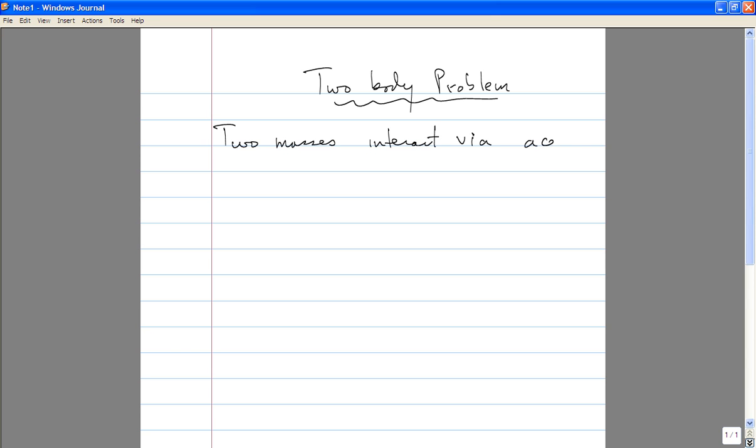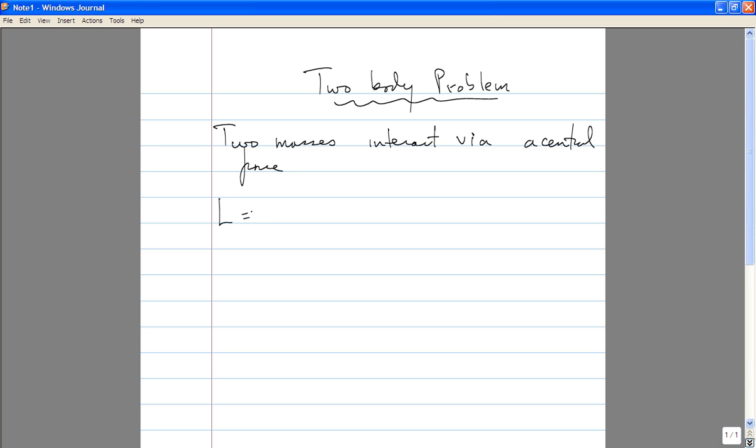Today what I'm going to do is continue with our discussion of the two-body problem. So just to remind you of how we began discussing the two-body problem last time. In the two-body problem, we consider a system of two masses which interact via a central force potential, via some central force which points between the two objects.